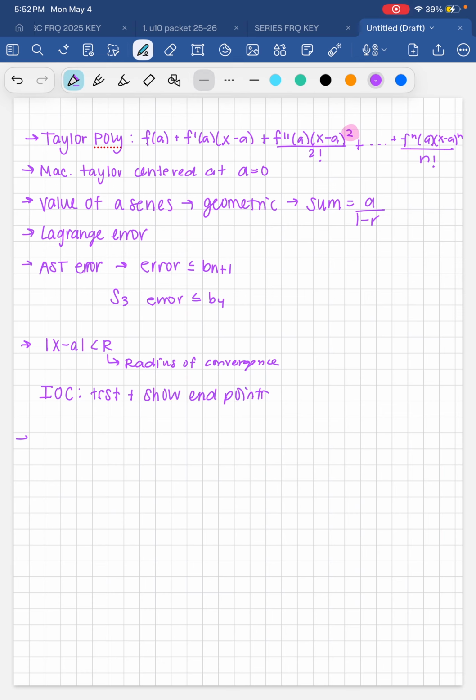You must know the series for e to the x, sine x, and cosine x. You must have them memorized and be ready to manipulate them. For example, create series for x sine x, or cosine 2x, or e to the 3x. You must also be able to integrate the series and differentiate the series.